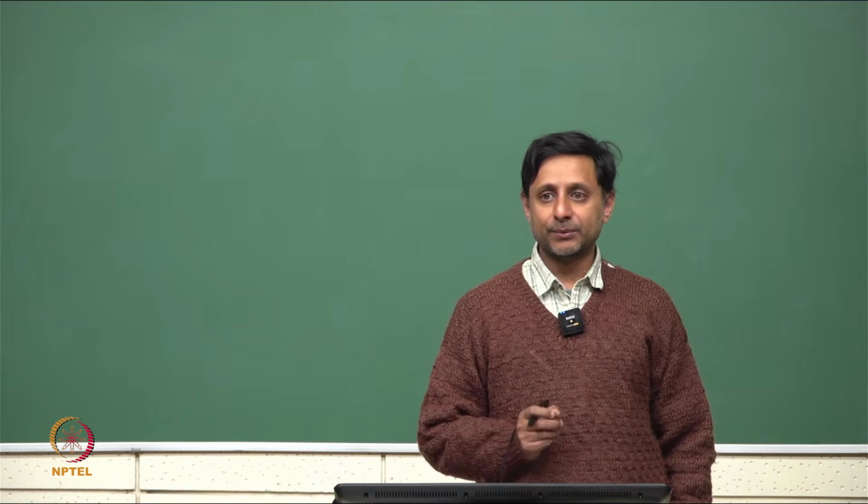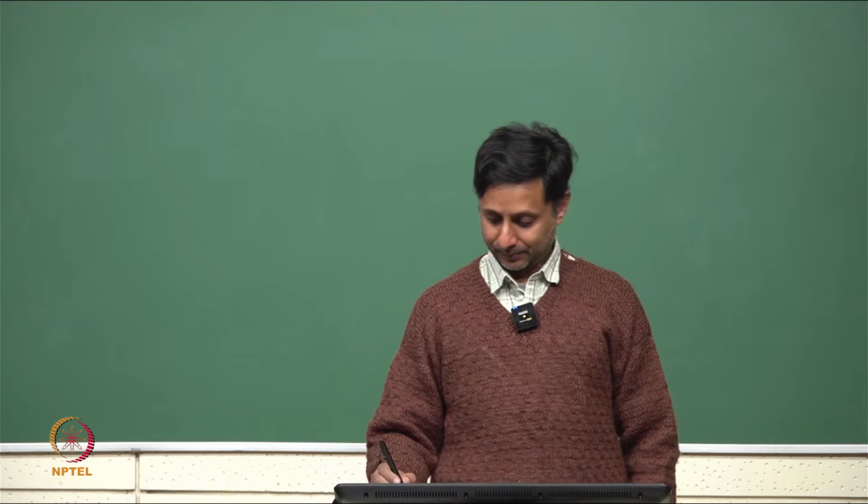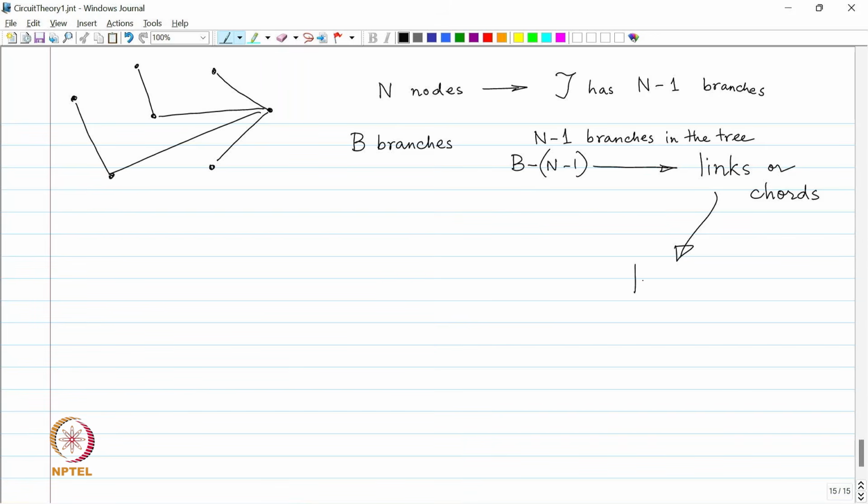Every time you have a link or a chord, it creates loops. And therefore, how many loops do we have? B minus (n minus 1), is this correct?